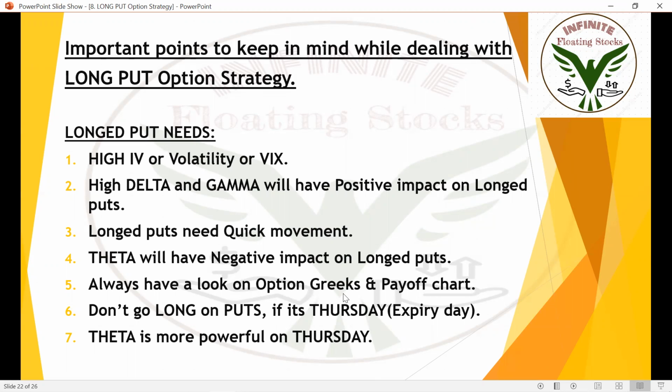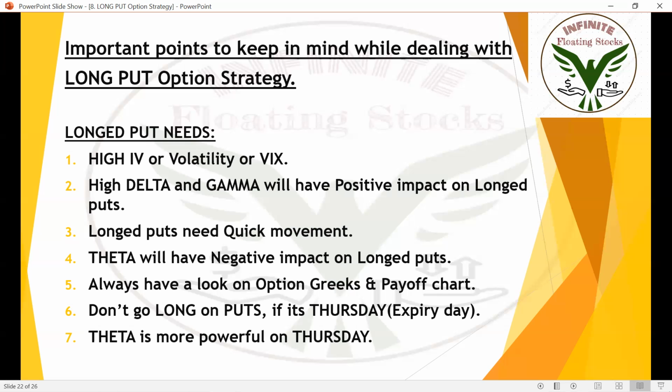What are option Greeks? Delta, gamma, theta, and IV. You need to look at all these things when you're dealing with this strategy. Always have a look at option Greeks and the payoff diagram. Payoff diagram is a must. It's mandatory. Instead of looking at your profit and loss in your broker, look at Opstra. Look at the payoff chart and you'll learn a lot. It tells you how much you're going to lose, how much you're going to gain, what the risk is, what the maximum reward is, and what the break even is.